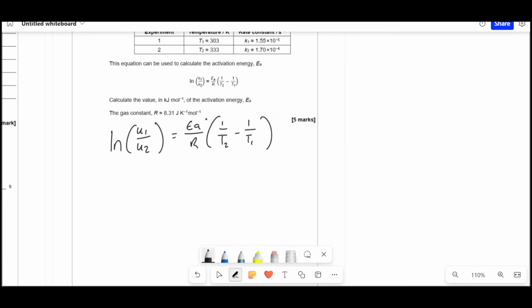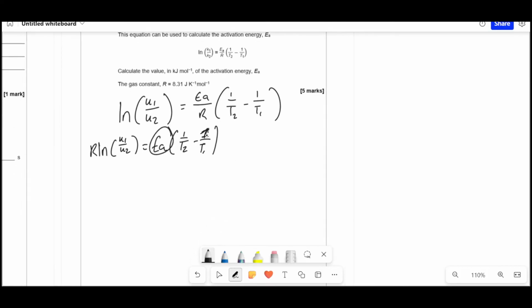So look, we want to get to EA. First thing we could do is times both sides by R. So R ln k1 over k2 equals EA times 1 over T2 minus 1 over T1. That's a 1. Right? And now this EA is multiplied to this. So to get EA on its own, EA would equal R ln k1 over k2 all divided by 1 over T2 minus 1 over T1.